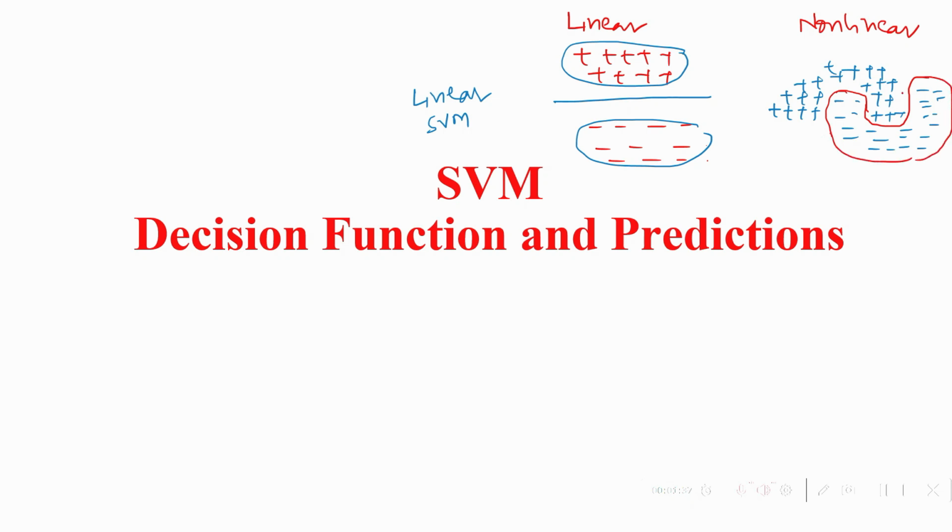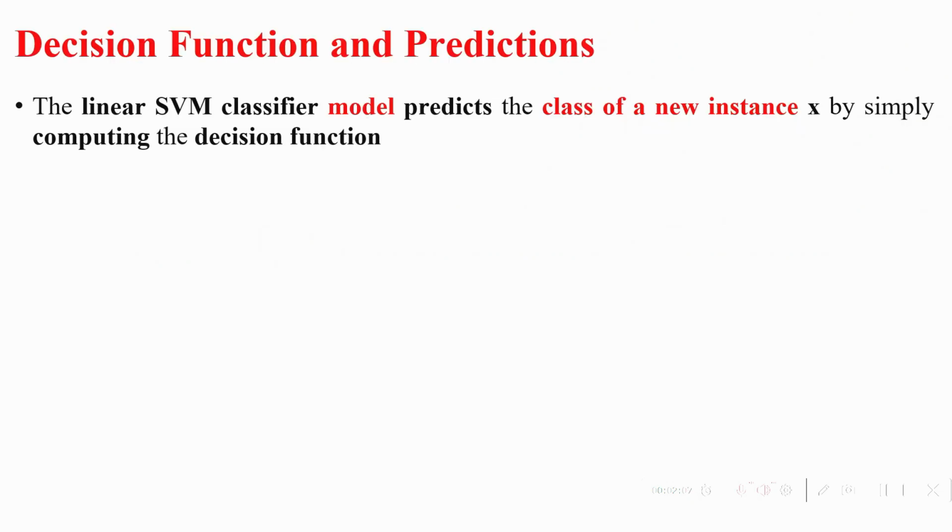Here we apply some other technique. The technique is called non-linear support vector machine classification. So like that, we are going to predict the corresponding class label for the given data set using the linear SVM classification and non-linear classification. Here the decision function is very important in order to predict the corresponding class label. Now we'll see in detail the decision function and the prediction of the SVM classification.